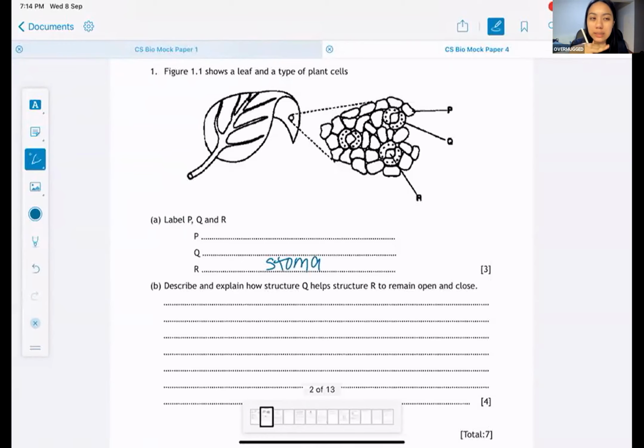It's the same concept as when we are labeling cells. And I think you must have encountered this in school before, that when you label mitochondria, you can't label it mitochondria because it's only one, it is mitochondrion. Okay, so same idea for this. When it comes to labeling, just make sure you are aware of this singular and plural tense.